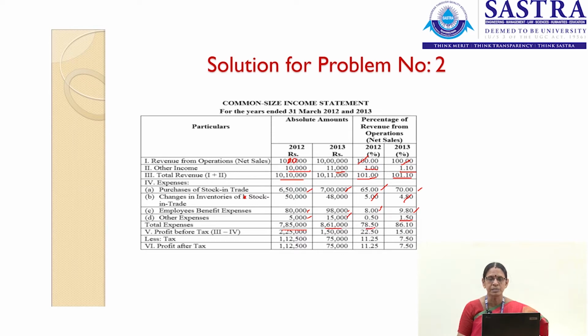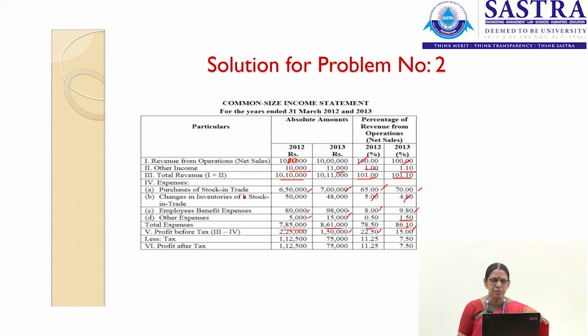78.50 and 86.10. Now profit before tax, that means all your revenues minus your expenses will get 2,25,000. This is compared with your sales, will get 22.50, and for the next year it is 1,50,000, so you'll get 15%. See to it, here profit before tax has decreased from 22.50 to 15%. So we have a decrease of 7.50, wherein this is said to be a serious matter to be looked into.